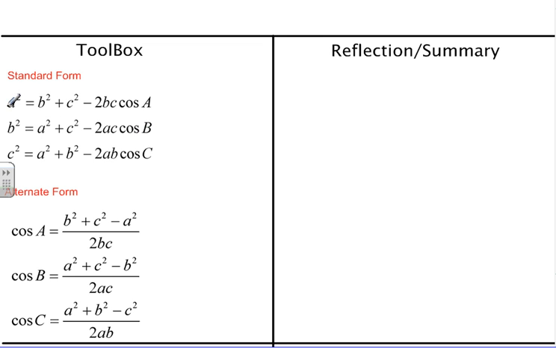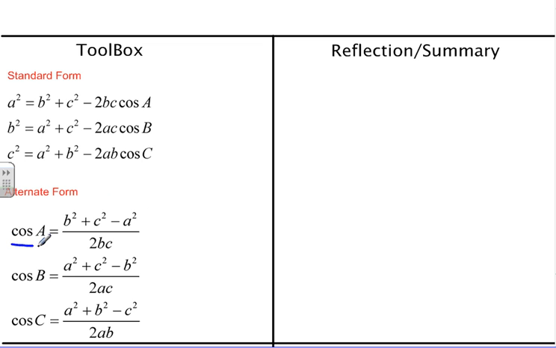Now, one of the things I want you to pay attention to here is the pattern. If I'm finding side a squared, then I'm going to be taking the cosine of A. And I'm going to be adding the squares of the other two sides, and then I'm going to be multiplying the cosine of A times 2 times each of those sides. Okay? So be looking for that pattern so you can always recreate the law of cosines.